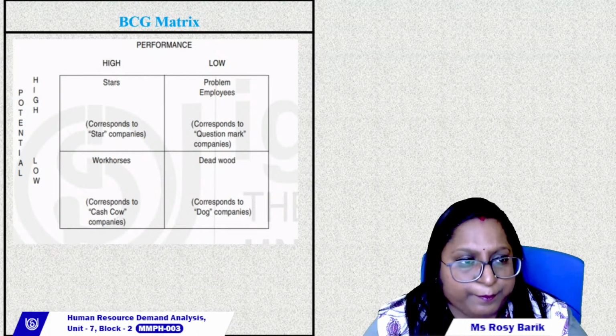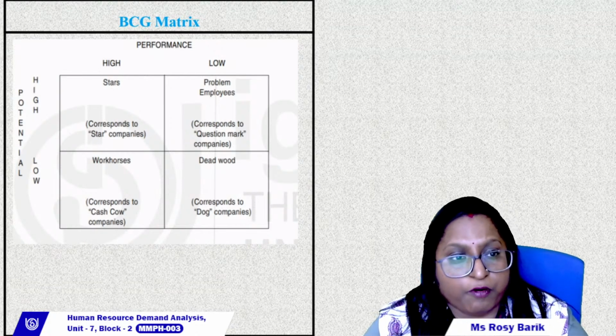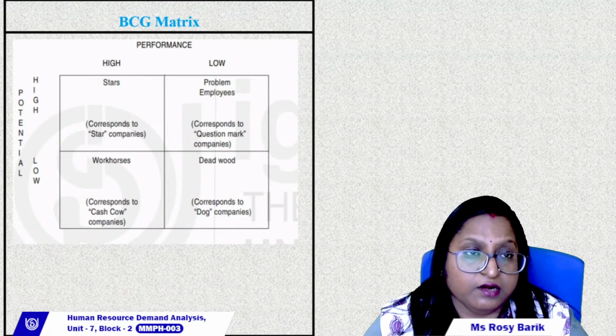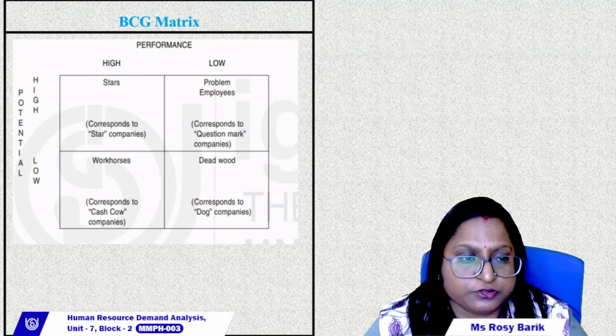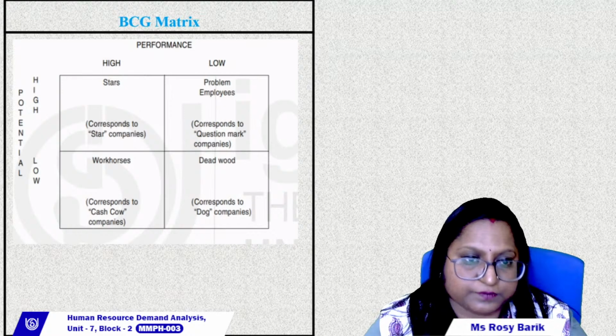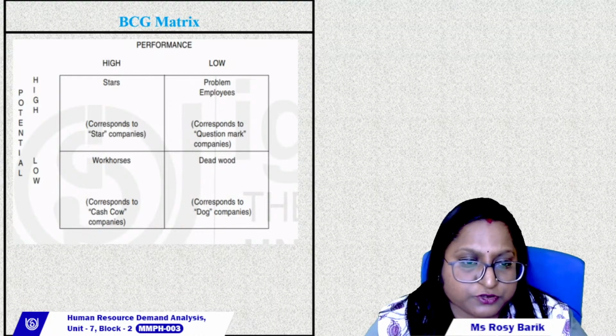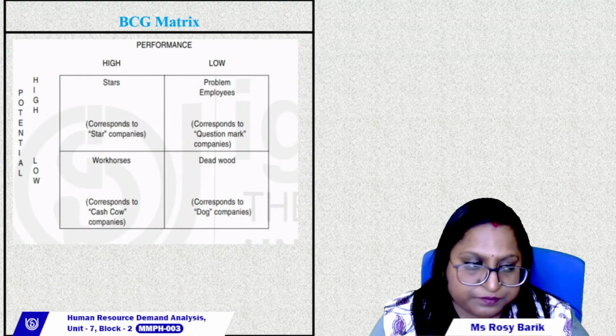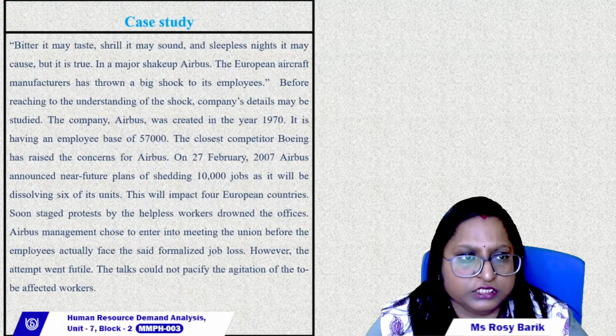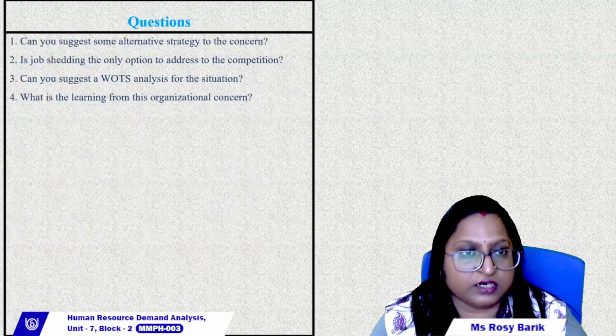Workhorses, like population is low, performance is high. They are working very hard, corresponding to the cash cow companies. Then deadwood, in both the cases, population as well as performance both are low. That corresponds to the dog companies. Here is the case study with certain questions.